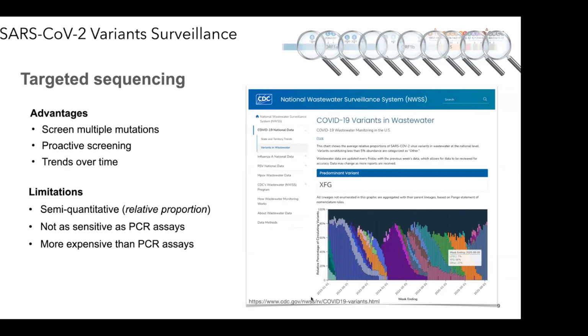And here is an example of the CDC dashboard showing the nationwide trend of the different variants across time. Right now, the most predominant variant is XFG, and that's the one here in the dark blue.